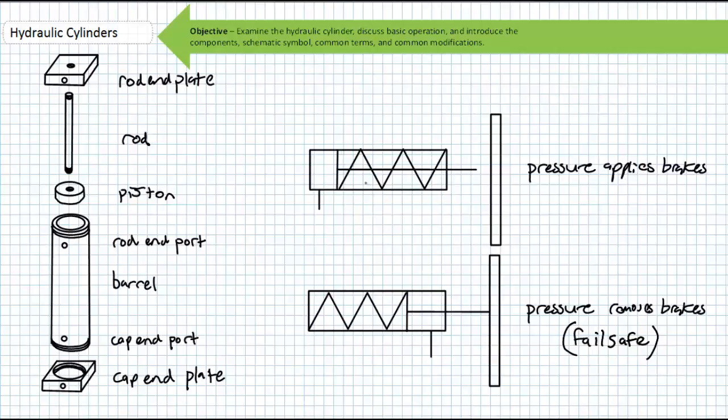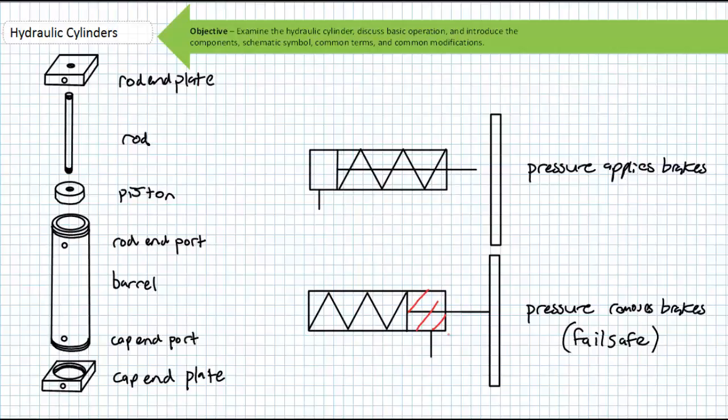What if we wanted to create a fail-safe brake system that applies the brakes in the loss of pressure or power? A classic example of this is the rotor brake in a modern wind turbine generator. If there's a loss of power or pressure, the brakes apply and safely bring the rotor to a stop. This is done via a spring on the cap end and a single input port on the rod end. This is still a single acting cylinder.